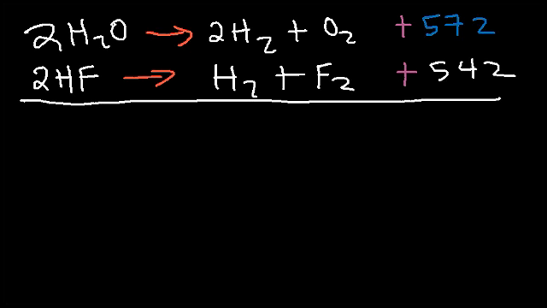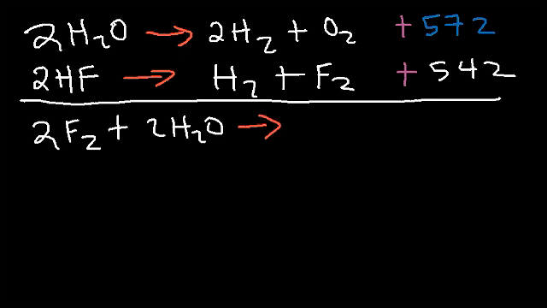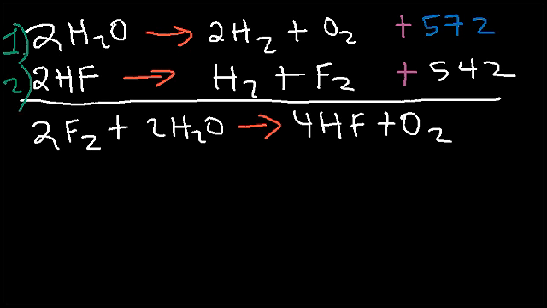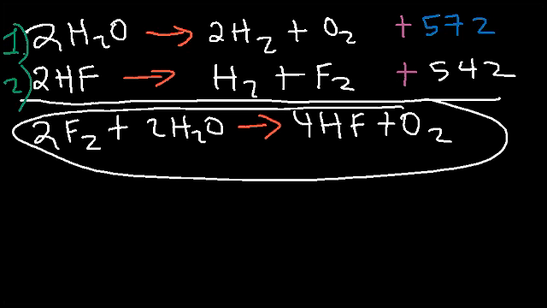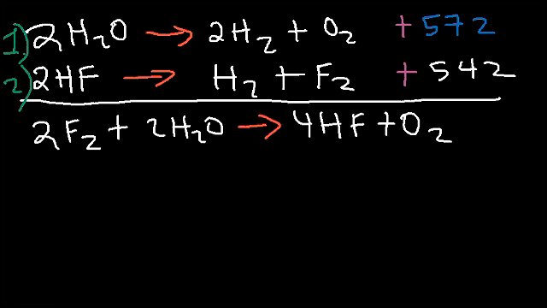So let's use these two equations to find the enthalpy change for the following reaction. Fluorine reacts with water to produce hydrofluoric acid and oxygen gas. So let's call this reaction 1 and reaction 2. So how can we modify reactions 1 and 2 such that it's going to add to the net reaction that we want? Feel free to pause the video and work on this example.